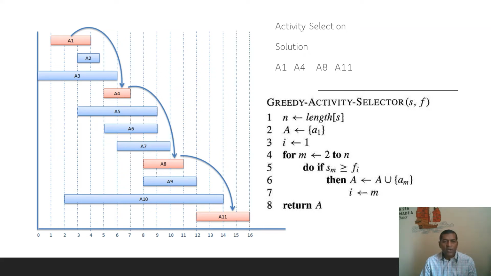non-overlapping. The finish time of activity A4 is smaller than the start time of the next activity A8, the same as with A8 and A11. This is how we get the resultant non-overlapping activity set as a final solution.